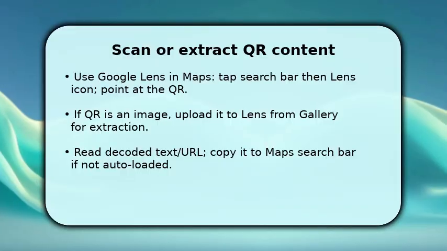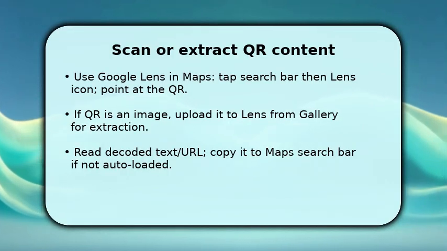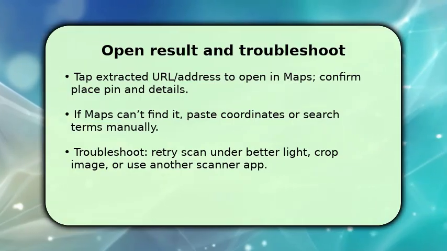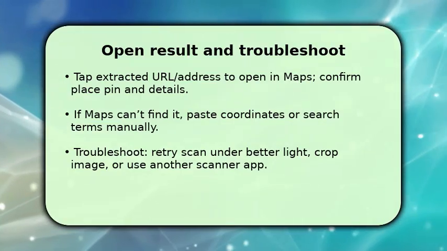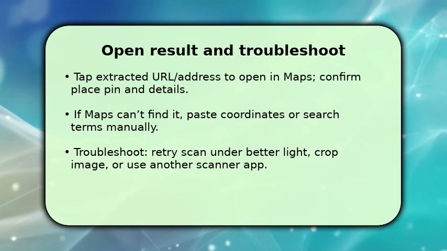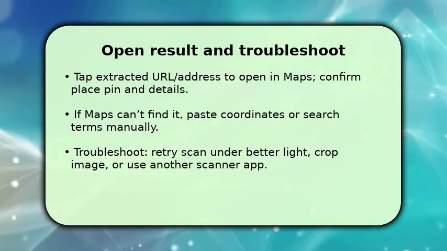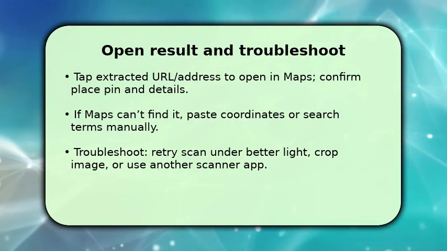Finally, tap the decoded link or paste the coordinates into the map search bar to display the place pin and details, then choose directions or save the place. If Maps fails to locate the spot, manually paste the address or coordinates and try nearby search terms. This often fixes partial data.